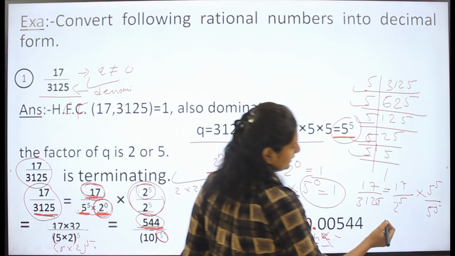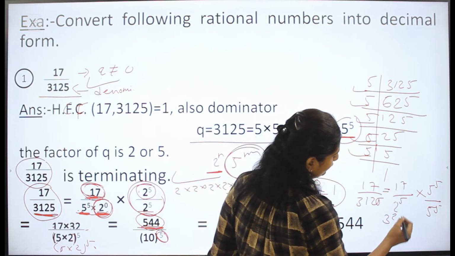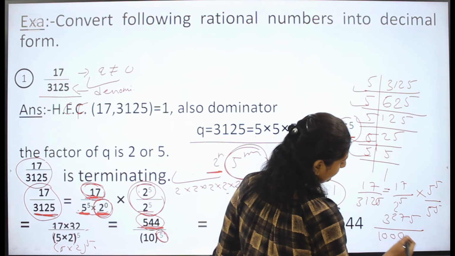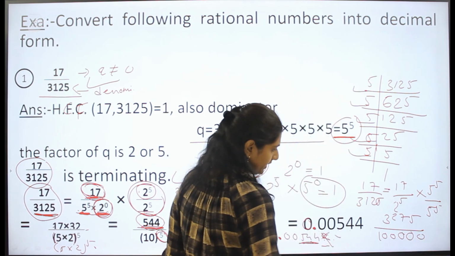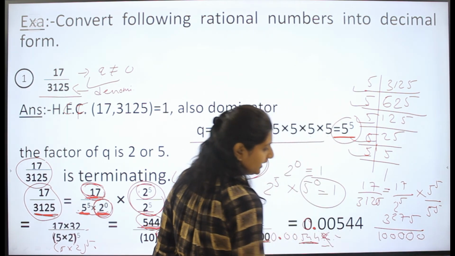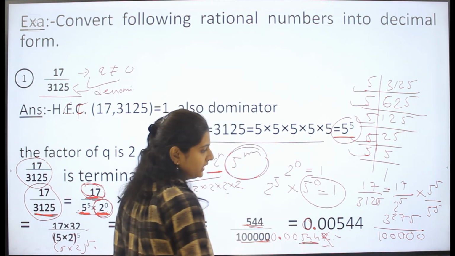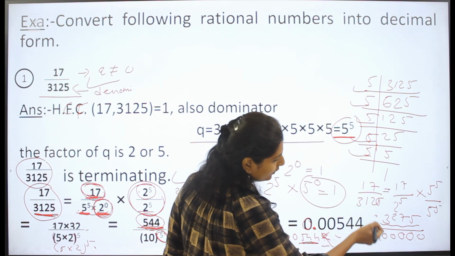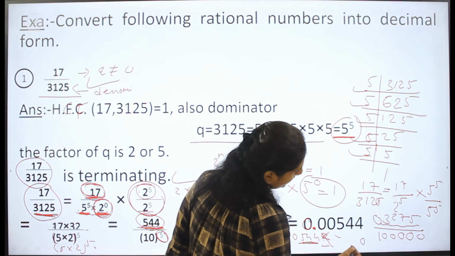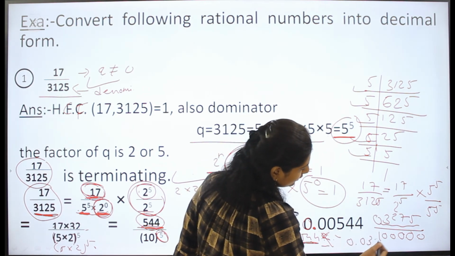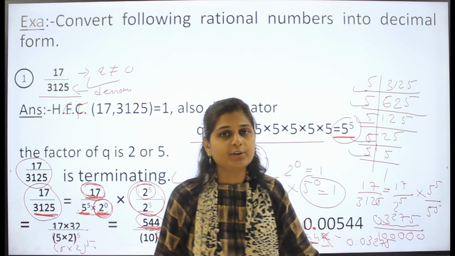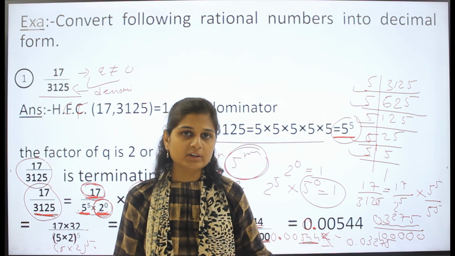Suppose I have 3 2 7 5 divided by 1 0 0 0 0, so 4 zeros are there. I want to convert it into decimal, but I have only 4 values, so I have to put 0 over here, so that will become 0.03275. So this is how you can convert your value into a decimal value.